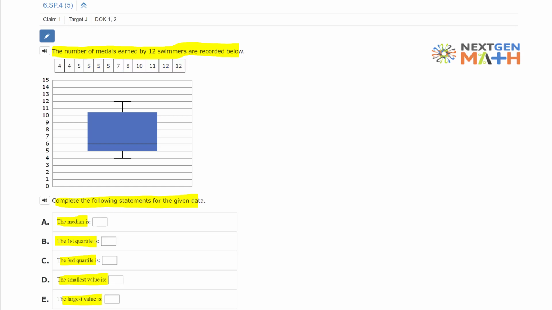For the smallest value, well, this is the smallest value. That smallest value we already know is 4. And the largest value is all the way over here. We know that number is a 12. So now let's focus on the median number.